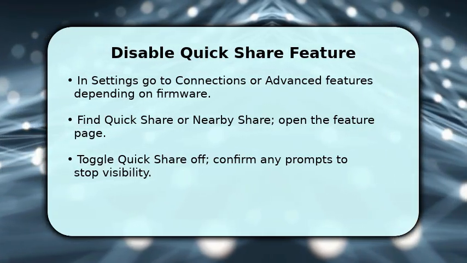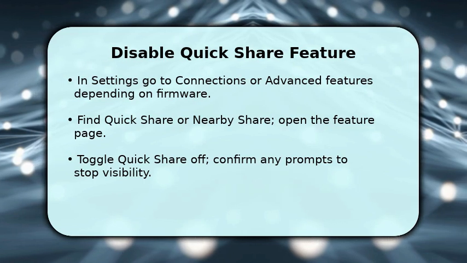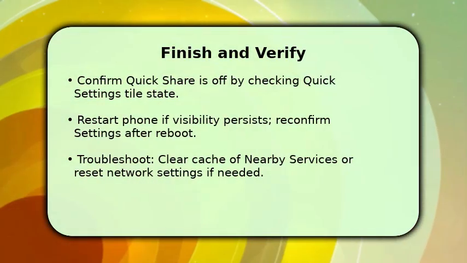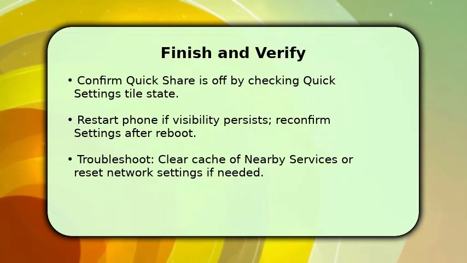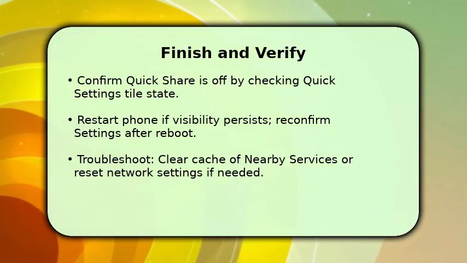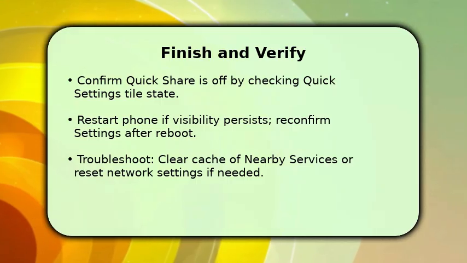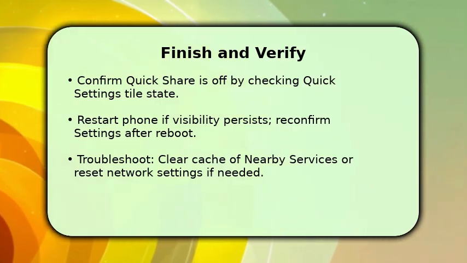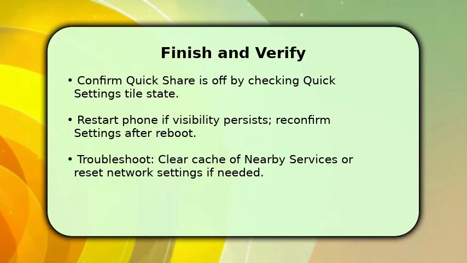Finish by verifying the change so Quick Share stays off. You should see the Quick Share tile grayed out or missing. If it still appears active, restart the phone and check the settings page again. Once restarted, double-check visibility and receive options to ensure nothing re-enabled.